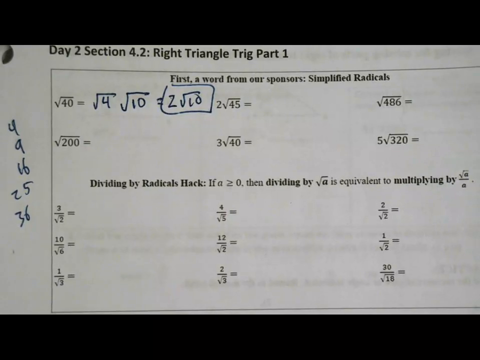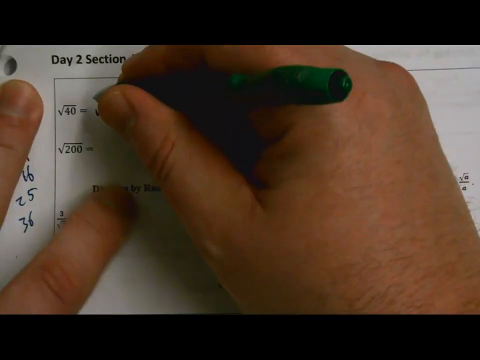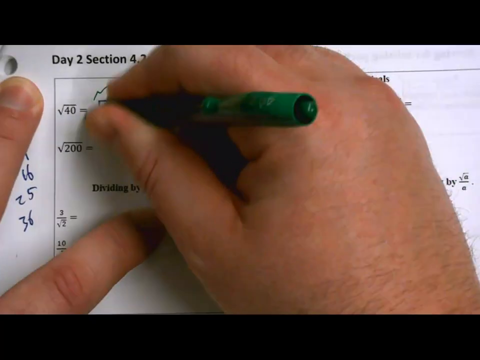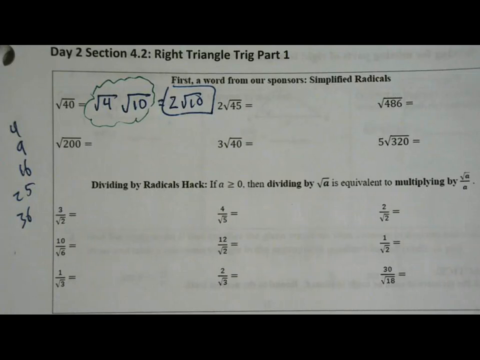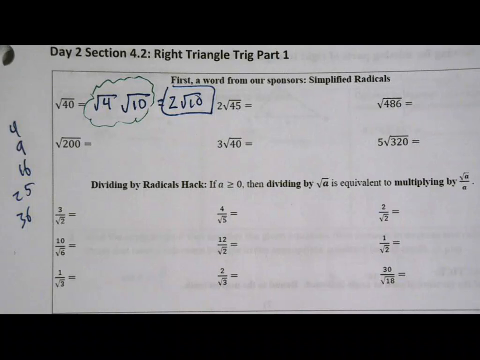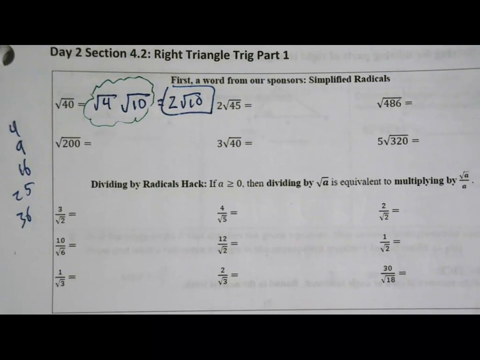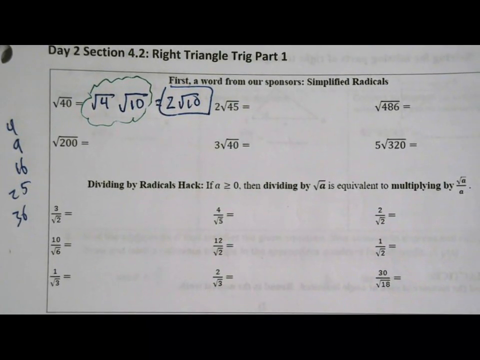You do not need to show me any steps for these in this class. I insist on it when I teach this in geometry. I'm not sure if they asked you to show those steps last year in Algebra 2 or not, but in my class you do not. So if you can do root 40 in your head and go, that's 4 times 10 and the square root of 4 is 2, so 2 root 10, that's fine. Just write down the answer. If it helps you to show a step, show a step.